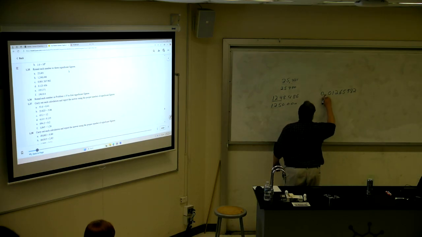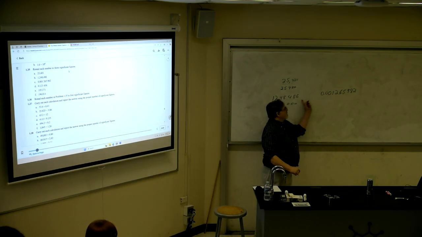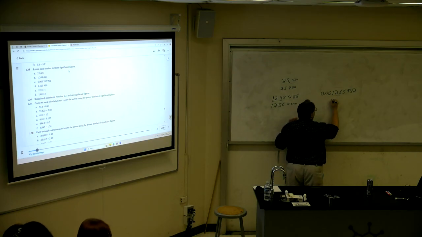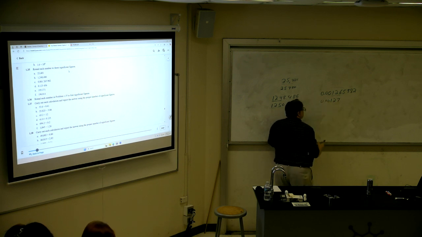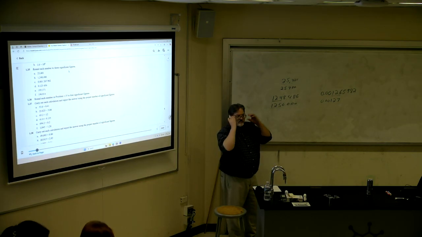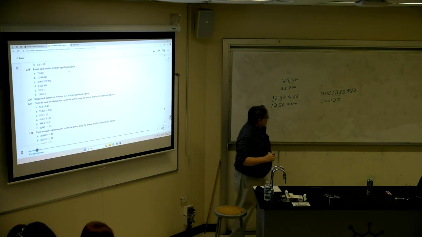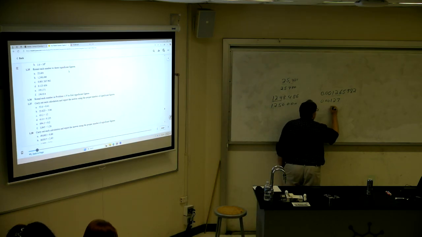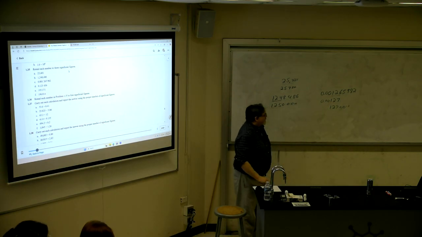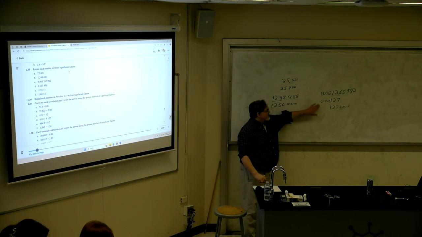0012. Okay. So leading zeros don't count. There's three significant figures. The 5 rounds up to 6. I do that to locate the decimal, and it's fine. That shows three significant figures. If I wanted scientific notation, it would be 1.27. So that converted to scientific notation is this.